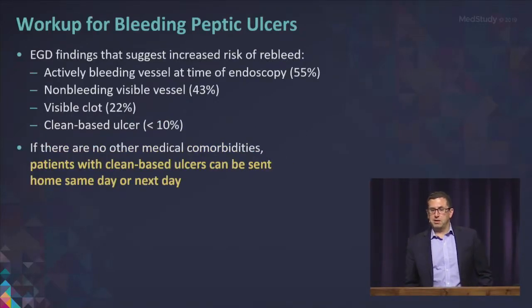So workup for bleeding peptic ulcers. EGD is the first thing that we do. There are certain things that you need to know when you're reading an EGD report. So in terms of the risk of rebleed: if there's an actively bleeding visible vessel that's treated at the time of endoscopy, the rebleeding rate could be as high as 55%. If there's a visible vessel seen but it's not bleeding at the time of endoscopy, the rebleeding rate could be 43%. If you see a clot in the area of the ulcer, the rebleeding rate could be 22%, and if it's a clean-based ulcer, it's well under 10%, which is why, in these cases, we could discharge the patient home.